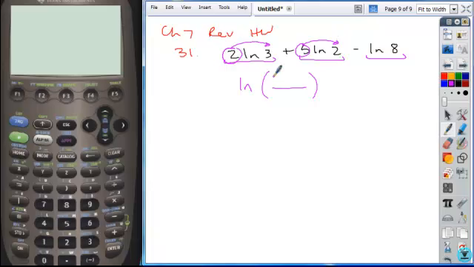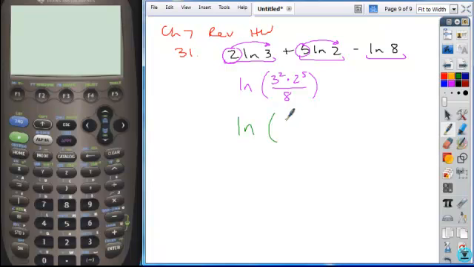So 3 squared becomes a factor in the numerator because it's a positive log. 2 to the 5th becomes a factor in the numerator because it's a positive log. And 8 is a factor in the denominator because it's a negative log. So the only other thing that I need to do here is simplify what I have, and you can do that a couple different ways.